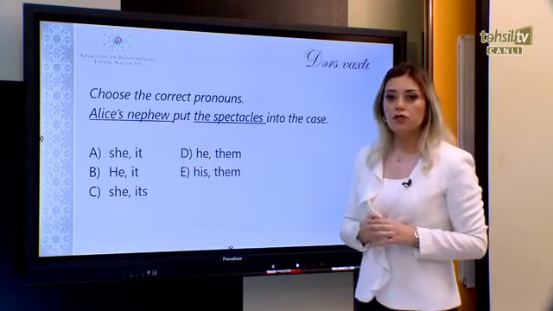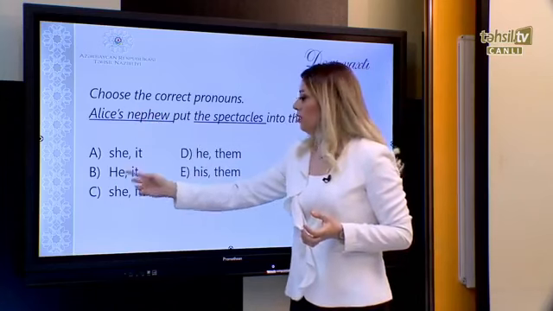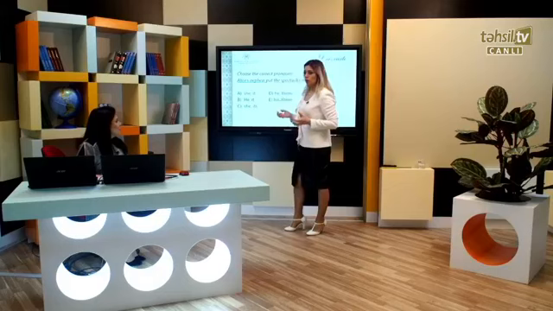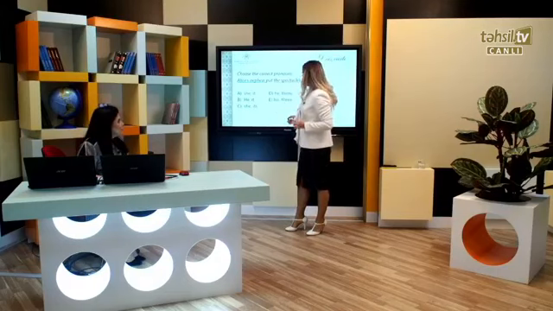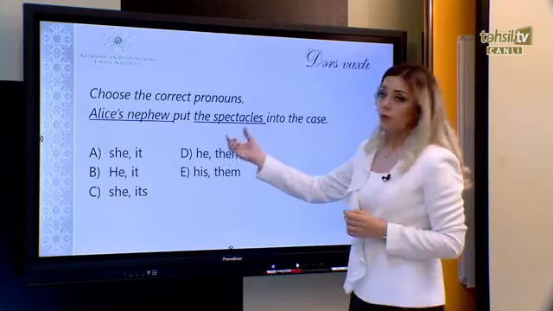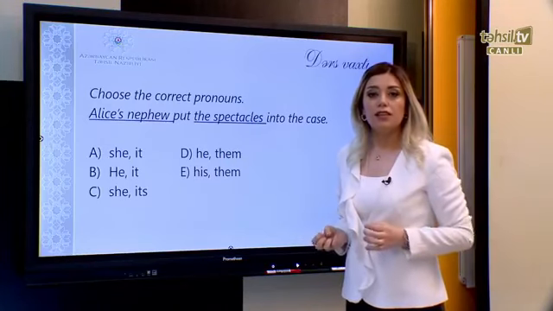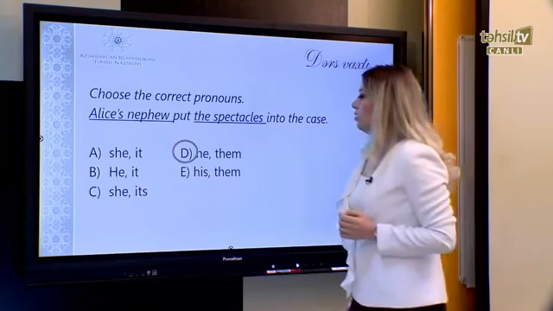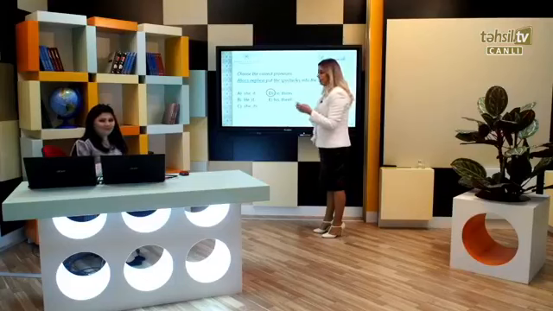We shouldn't get confused. We cannot say Alice is her. And we don't have it here. Alice's nephew, it's a boy, yes? It's one boy, so he. Put the spectacles. The spectacles is a noun, but it is a plural noun. That's why we should choose a plural pronoun. So the answer is yes.